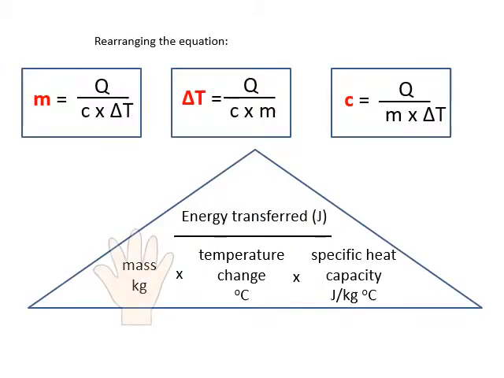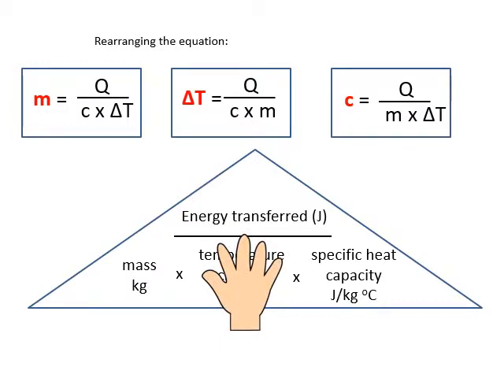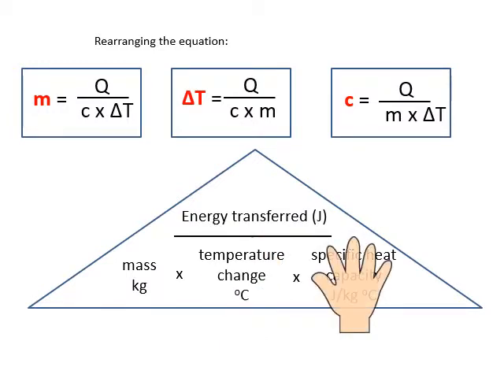So you can also rearrange the equation. The mass can be equal to Q divided by c times ΔT. The temperature change, ΔT, can be equal to Q divided by c times m. And finally, the specific heat capacity can be Q divided by m times the change in temperature, ΔT.